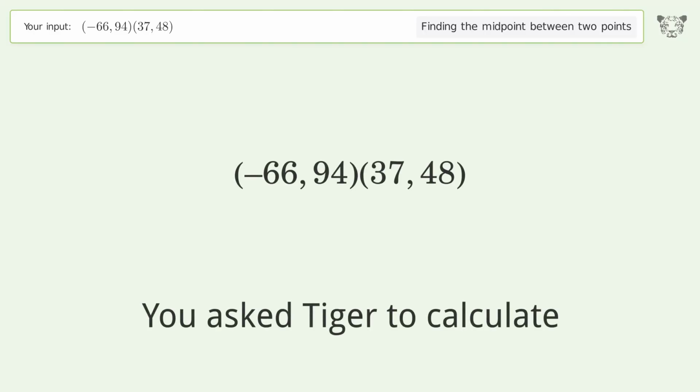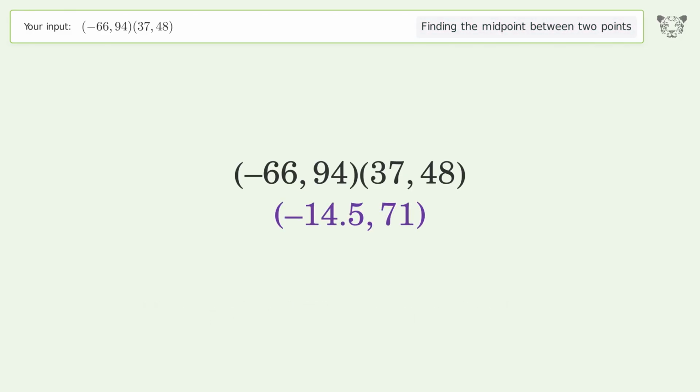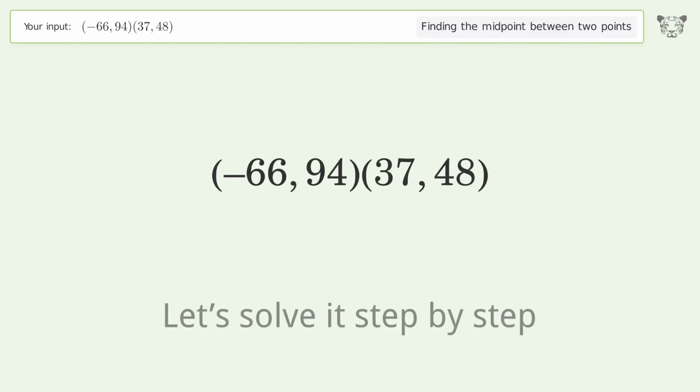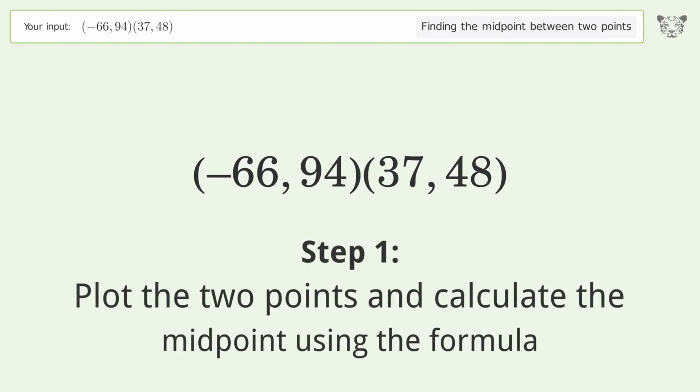You ask Tiger to calculate. This deals with finding the midpoint between 2 points. The midpoint between the 2 points is negative 14.571. Let's solve it step by step. Plot the 2 points and calculate the midpoint using the formula.